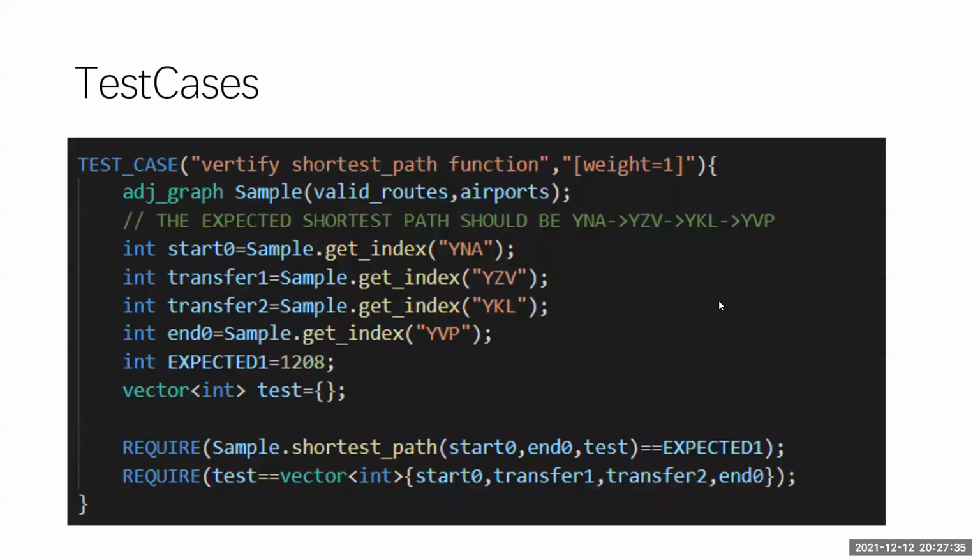The second test case I want to introduce is the shortest path function. Basically, we individually wrote the shortest path function, and we use one person's outcome to test another person's code. And we expect our route to be YNA to YZV to YKL to YVP, as you can see here. And the return of the shortest path is a vector of int, and we require it to be this, and it passed.